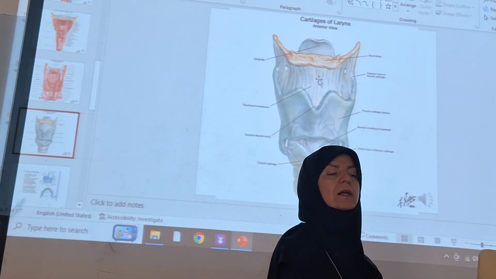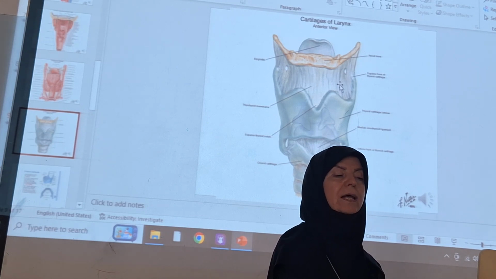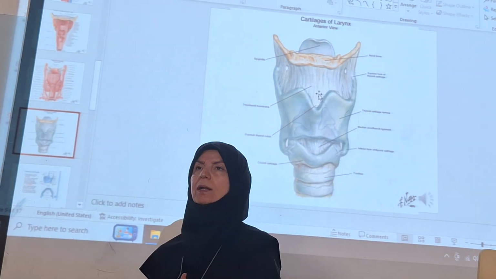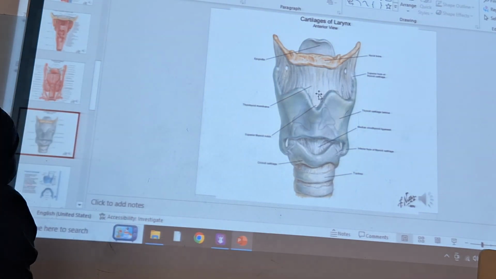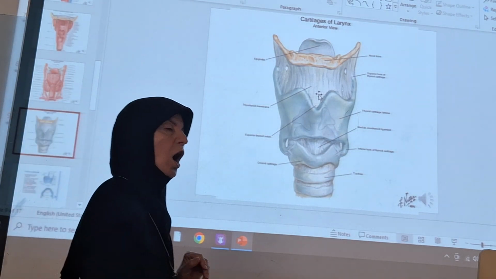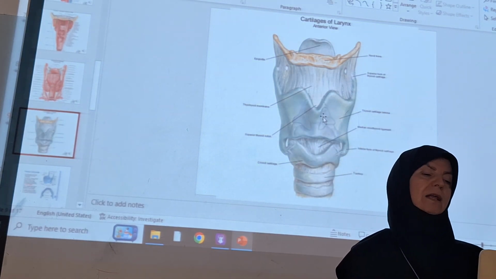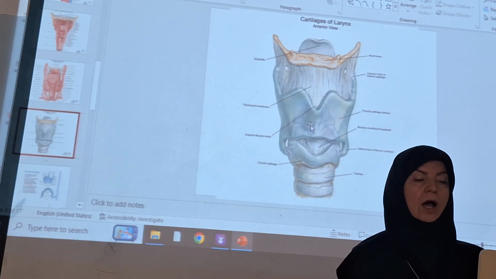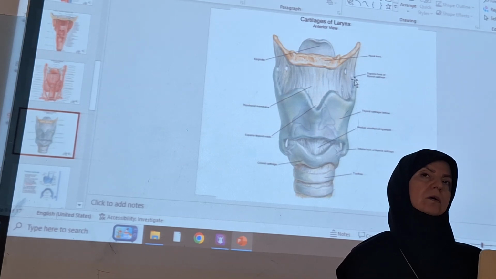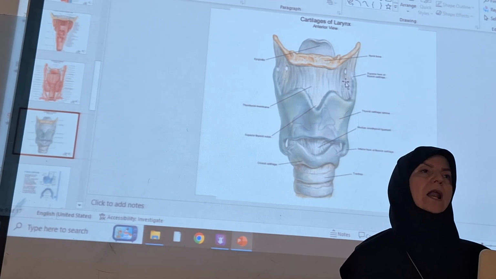Between the thyroid cartilage and the hyoid bone, you are able to find a membrane. It is a fibroelastic membrane. This fibroelastic membrane we can call the thyrohyoid membrane. The name is coming from the thyroid cartilage and the hyoid bone. Thyrohyoid membrane. Do you get everything? This thyrohyoid membrane is fibroelastic.